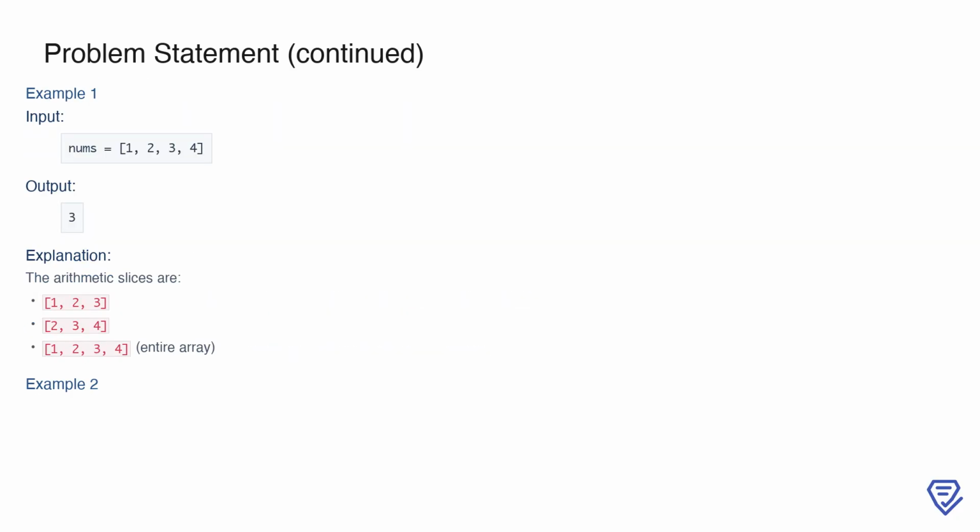Let's consider the first example where nums is 1, 2, 3, 4. The output is 3, which means there are 3 arithmetic slices. These slices are 1, 2, 3; 2, 3, 4; and 1, 2, 3, 4. The first slice, 1, 2, 3, is arithmetic because the difference between consecutive elements is 1. Similarly, 2, 3, 4 has the same consistent difference, and the entire array 1, 2, 3, 4 also maintains this difference throughout. Notice that each of these slices has at least 3 elements, which satisfies the minimum length requirement. So for this input, the total count of arithmetic slices is 3.